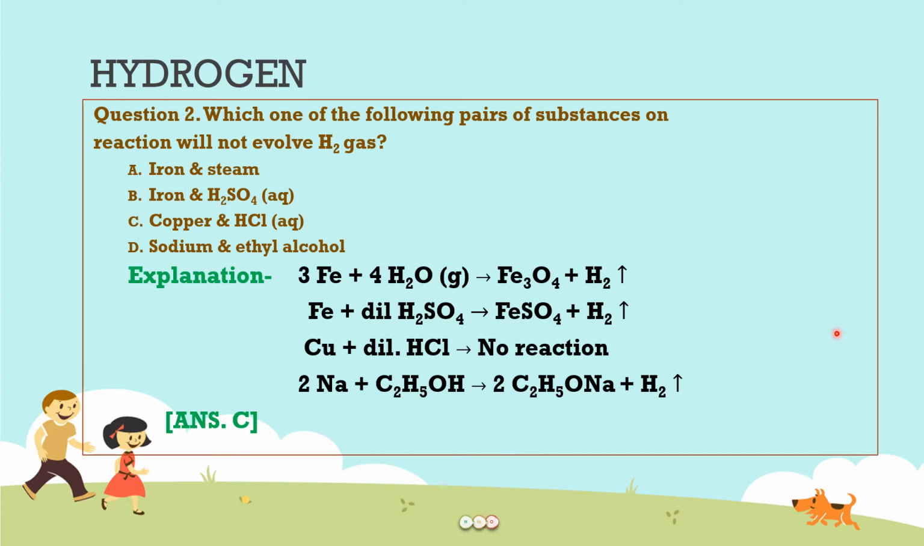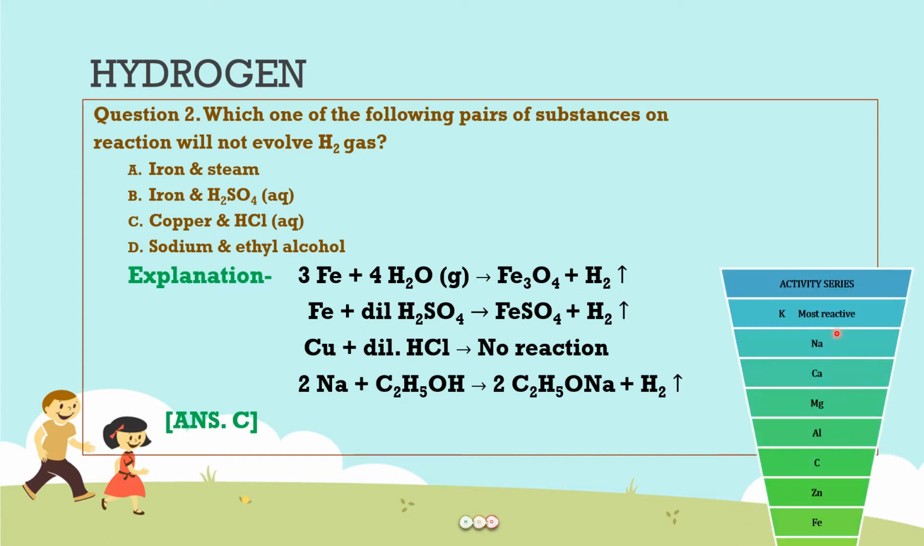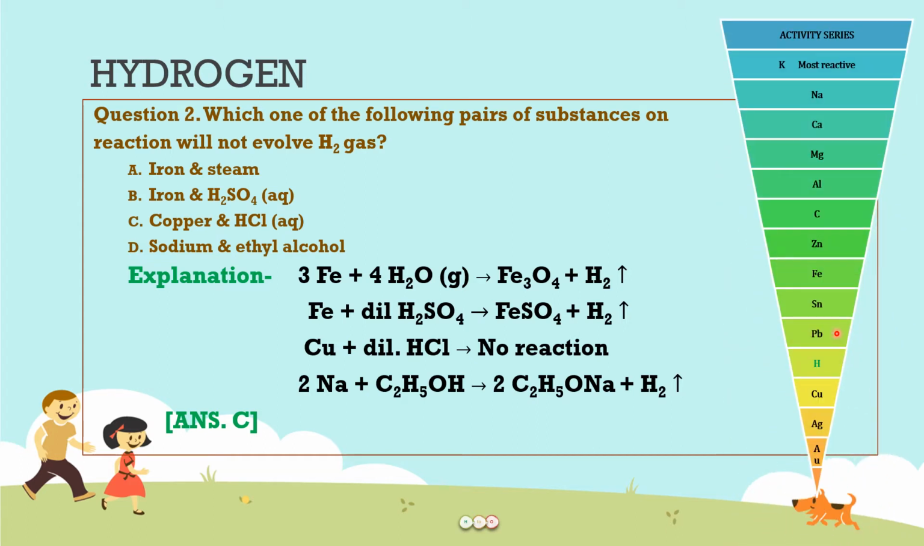Now, to attempt this question, what you have to remember is the activity series. All the elements which are above hydrogen in the activity series are the elements which can evolve hydrogen when they react with water or with dilute mineral acids. But all the elements which are below hydrogen in the activity series cannot evolve hydrogen when reacting with water or dilute mineral acids. Okay, so this is one thing that you have to remember.